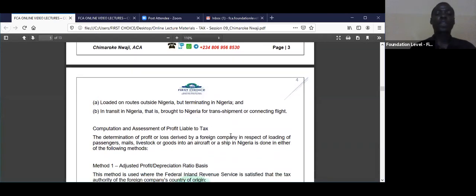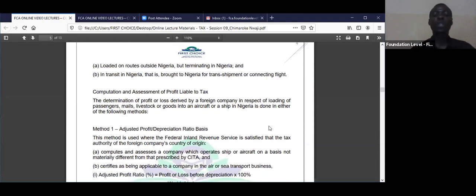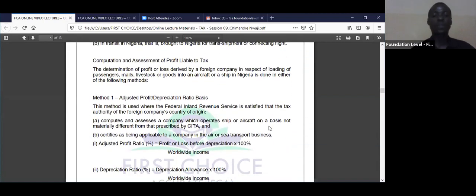All right, computation and assessable profit liable to tax. Now, the determination of profit or loss derived by a company in respect of loading of passengers, their mails, livestock in Nigeria. So you see, the origin is in Nigeria. It is done using two methods. Now, the first method is what is going to be tested well. The first method is called the adjusted profit and the depreciation ratio basis. I'm going to explain that for you.